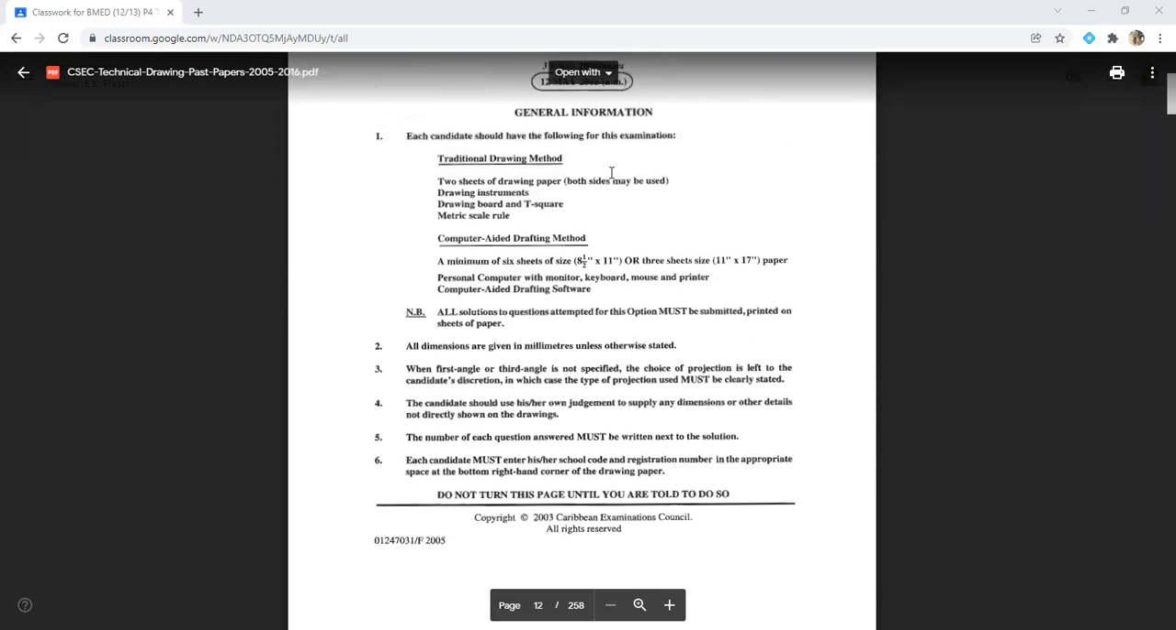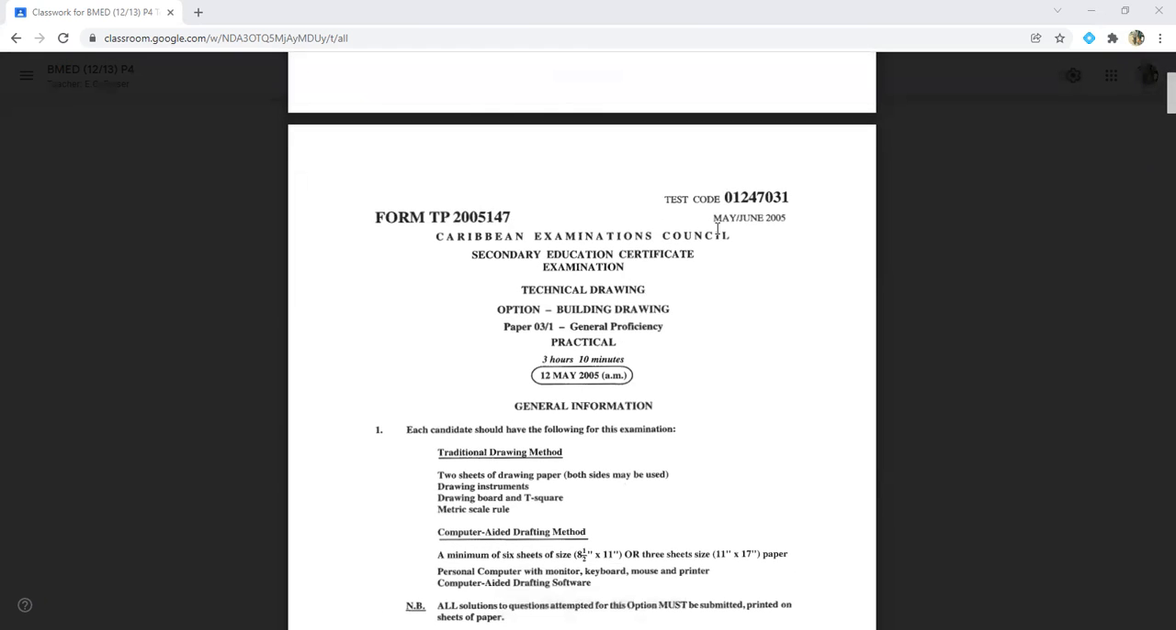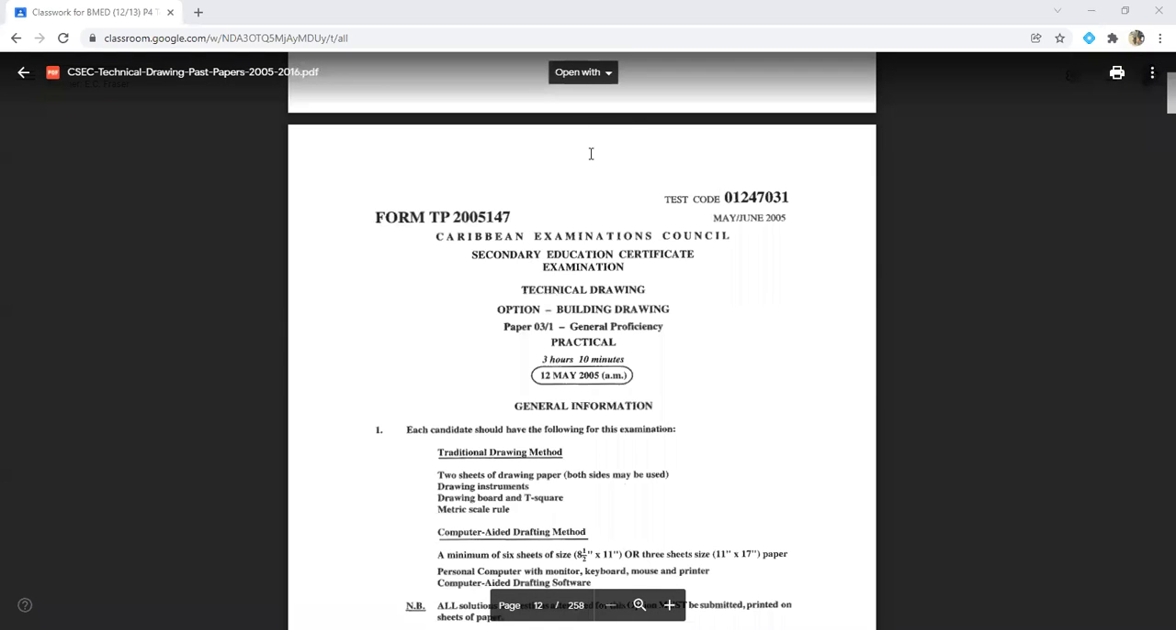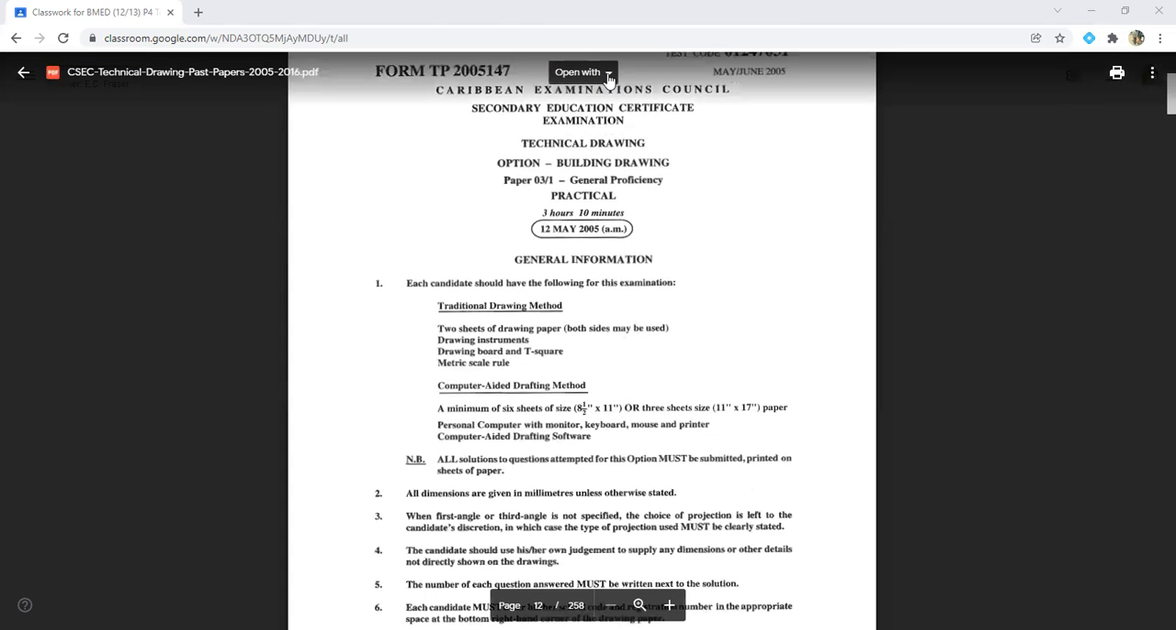Okay. Good afternoon, gentlemen. This is a 2005 CSEC past paper question. For this class, I will be dissecting this question and try to help you to better understand how to approach this question and the requirements. This is pretty much how the question is set up. It's important to note that this is an old past paper question. Those are the days when technical drawing used to be more challenging.